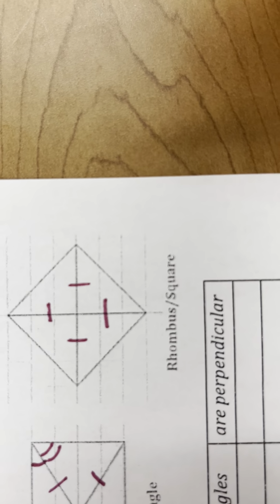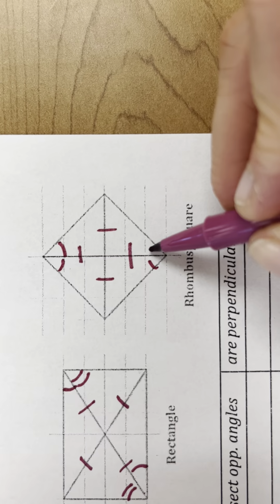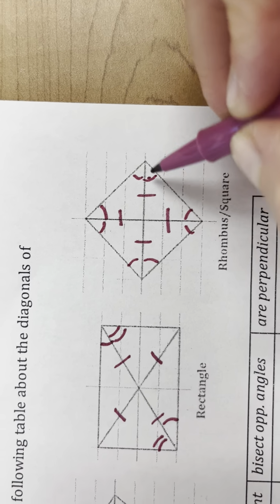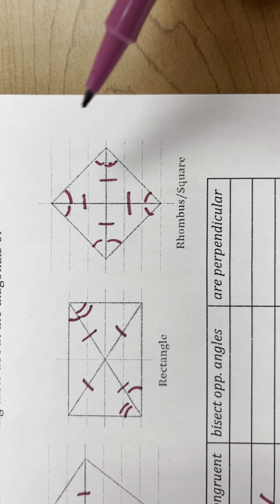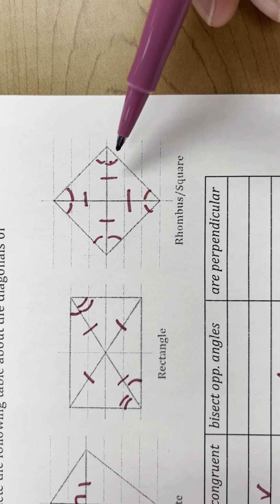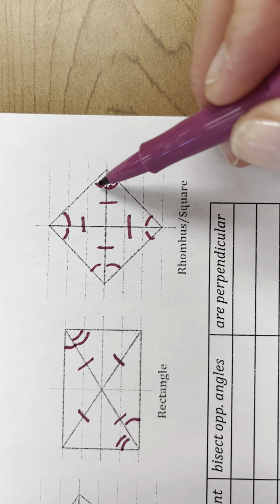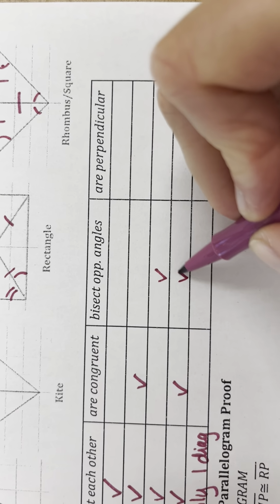square. So if we look at this, these are congruent. Okay. These are all 90-degree angles in a square. It says rhombus and square, but that's because they have a lot of the same properties. However, obviously these are not 90-degree angles, right, in a rhombus. But in a square, they are, so these would each be 45. All right, so we can check off that, bisect opposite angles.